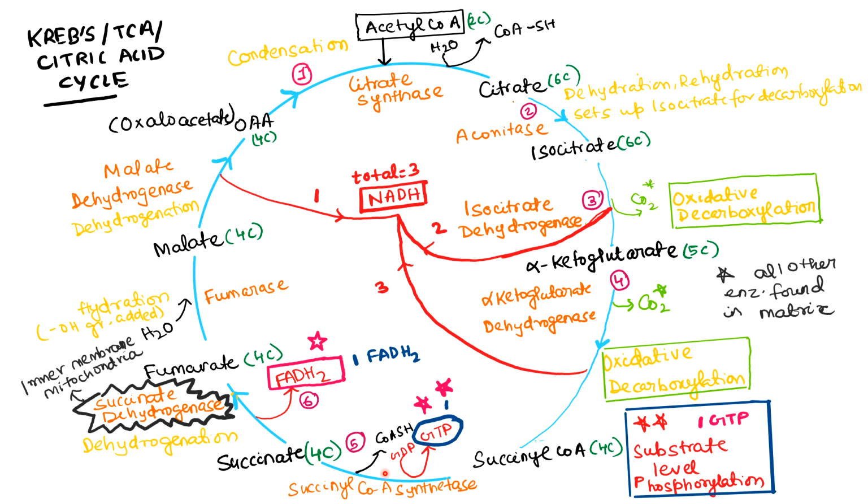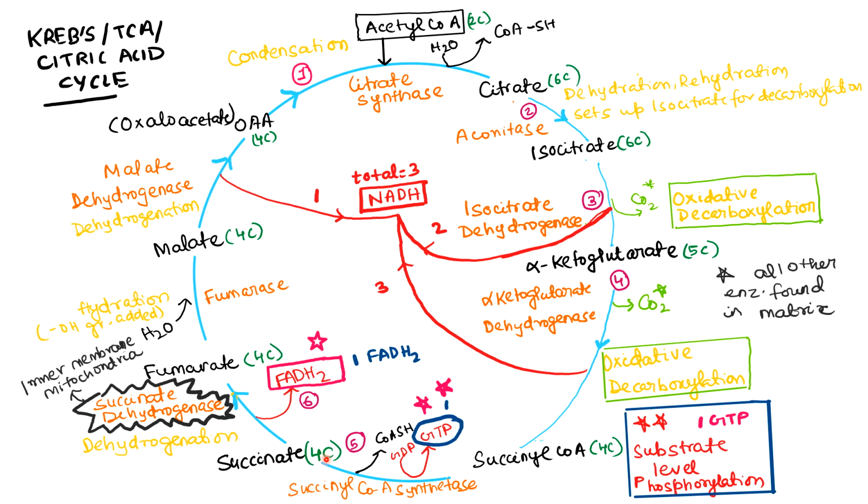The enzyme catalyzing the reaction is succinyl coenzyme A synthetase. Remember, in case of enzymes, whenever an ATP is formed, instead of ending the enzymatic name with "ase", we end it with "tase". So instead of succinyl coenzyme A synthase, we will write succinyl coenzyme A synthetase. Okay. Next, let's see what's happening in step number 6.